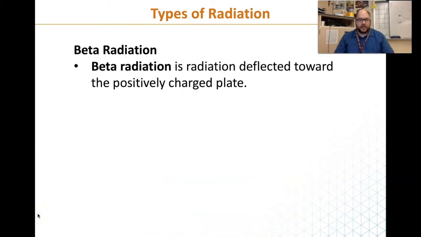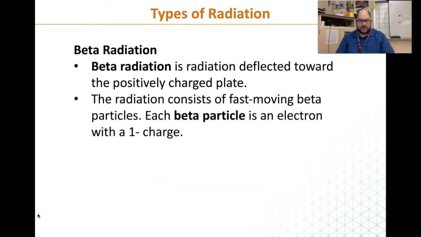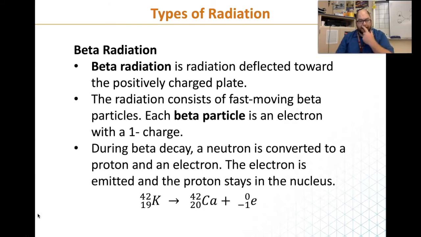Okay, beta radiation, like I said before, is deflected towards the positive because beta radiation is negatively charged. Like I said before, it's just basically an electron. Okay, here we have an example of it in an equation. So during beta decay, a neutron is converted to a proton. So that's kind of interesting to think about. A neutron is converted to a proton. So that atom is gaining a proton. And remember, protons are what determine the identity of that atom.